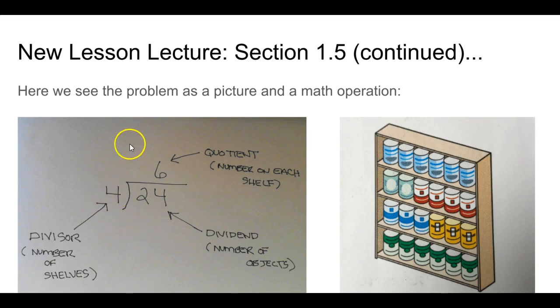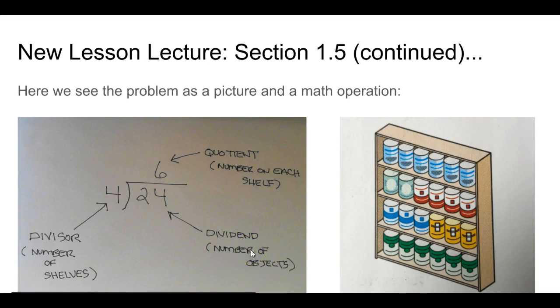Now, if we come over here toward the left, we see that this is written as the mathematical operation. This bracket that you see here is a division bracket, and these various numbers represent the parts of a division problem. We'll go over the names for those and the meanings of those here. The manager has the 24 cans, so that is called the dividend, which is the number of objects or the number that you start out with.